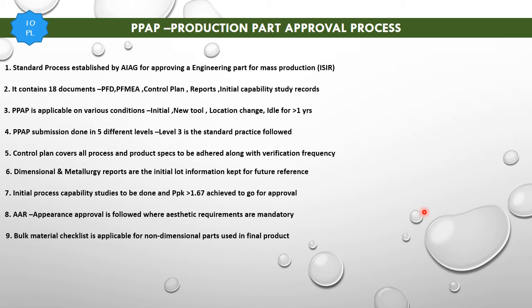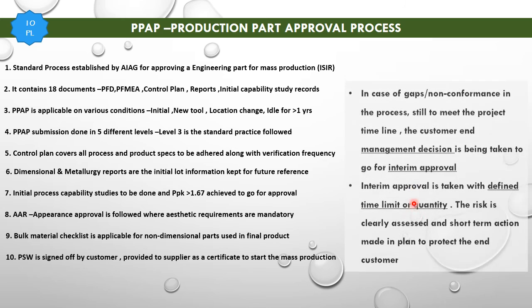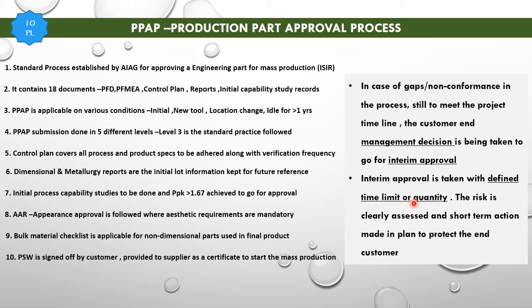The bulk material checklist is applicable for non-dimensional parts used in the final product, for example sealant, lubricant oil, grease. These are the parts used in the customer's final assembly. In this case, PSW is approved along with the bulk material checklist, and PSW is signed off by the customer quality engineer, and it will be the certificate for the supplier to start production.